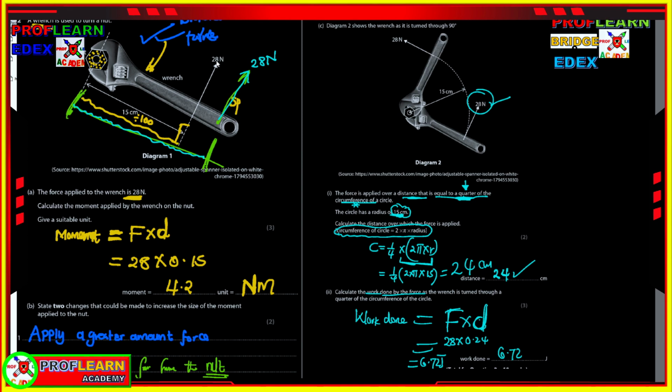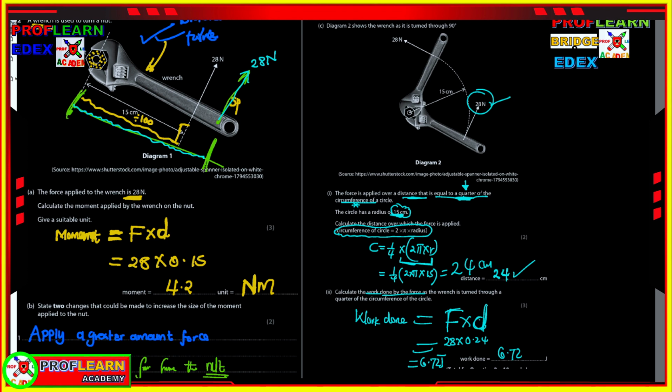So in this case, I used 28 as the force and the perpendicular distance is 0.15. I converted it to meters so that we have it in SI units. Factors that affect moments are the force applied and the distance from the pivot. So that's the second part, question B, whereby you are supposed to state two changes that could be made to increase the size of the moment applied to the nut. That is, apply a greater force or apply a force farther from the nut.